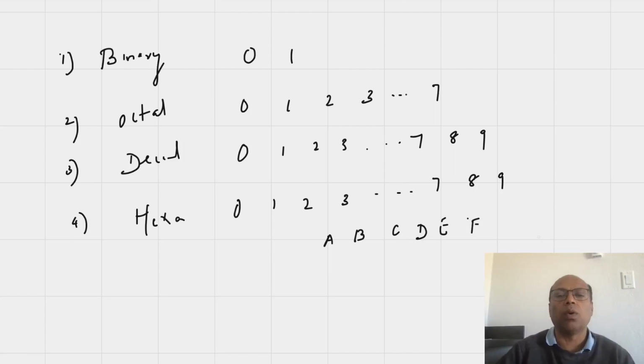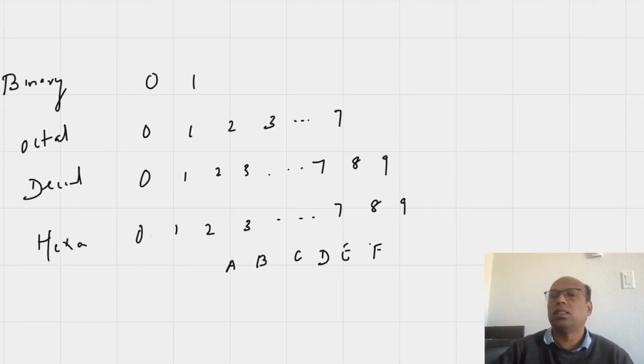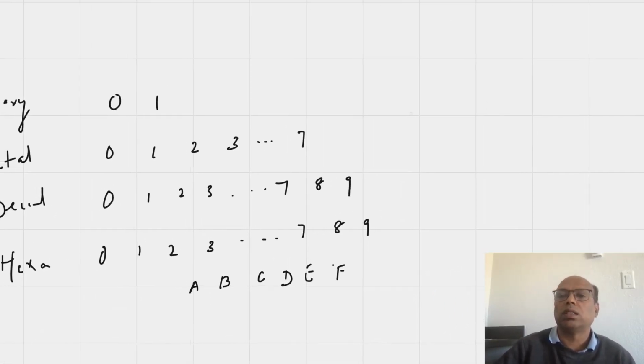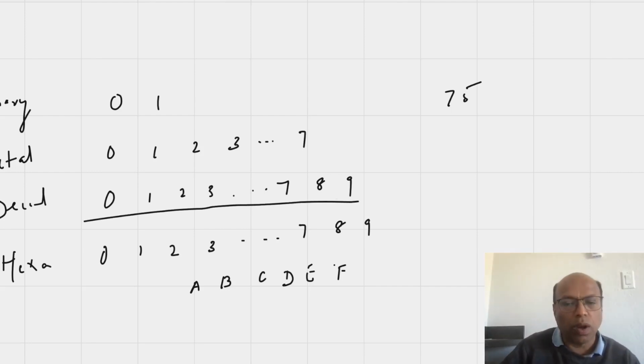16 digits. Now, let's say I have put 75 here. Which number system am I using by default? By default, we use the decimal number system. In the octal number system, you can't use more than 7, remember. Now, how to convert this decimal into binary? What do you do?